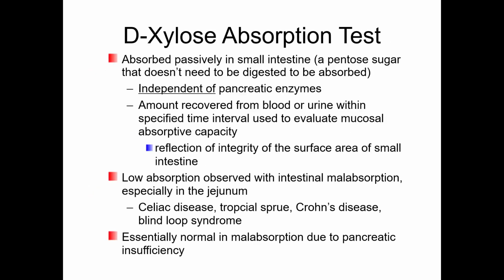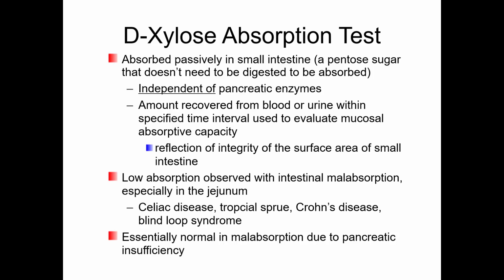In the D-xylose absorption test, D-xylose is absorbed passively in the small intestine. It is a pentose sugar that does not need to be digested before it's absorbed, so it's independent of pancreatic enzymes. The amount recovered from the blood or urine within a specified time interval is used to evaluate mucosal absorptive capacity. So we have a patient consume D-xylose, and then we see if the D-xylose is absorbed through the intestine into the blood. Then we take blood samples to see if D-xylose is present in the blood. That can give us a clue as to the integrity of the surface of the small intestine.